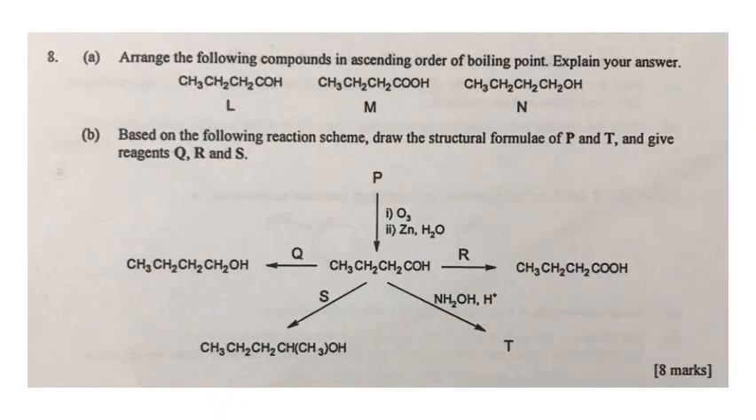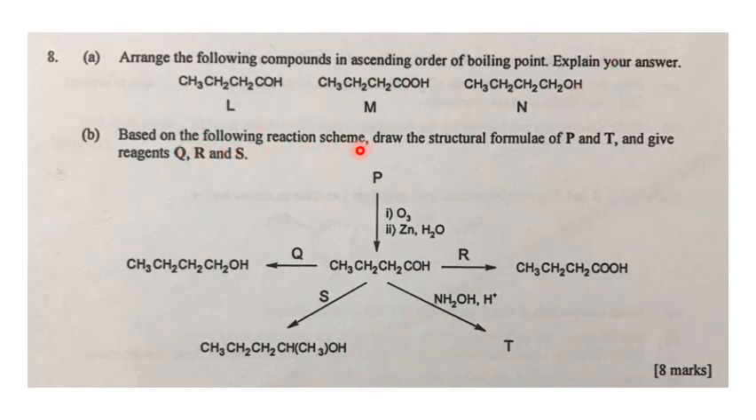Okay, next. Question A. I always say this kind of question is a simple question. Arrange the following compounds in ascending order. Ascending order means 1, 2, 3, in order of boiling point, from the lowest until the highest. And you have to know how to explain your answer. This is an aldehyde, is it? C=O, H, yes. Carboxylic acid, and this one is alcohol.